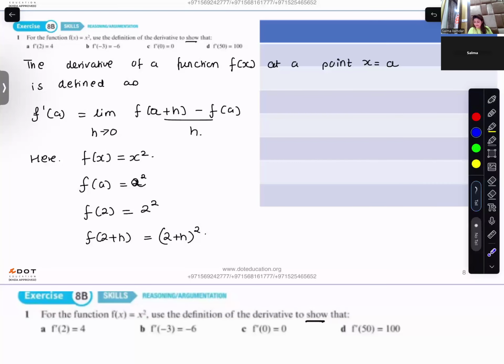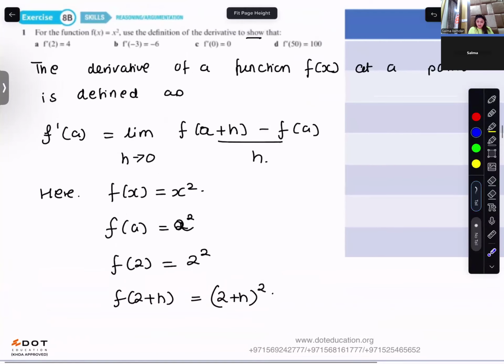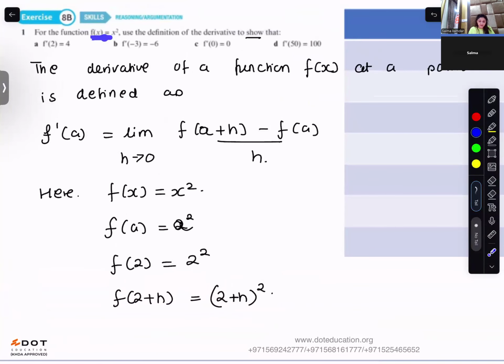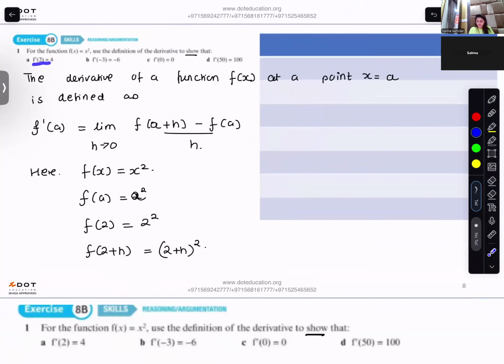We're doing exercise 8.b, differentiating using the first principle or the definition of derivative. I have my function f of x is equal to x square, and we are asked to find f dash. We are asked to show that f dash 2 is equal to 4.